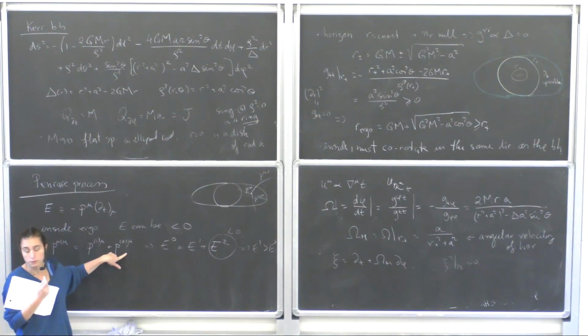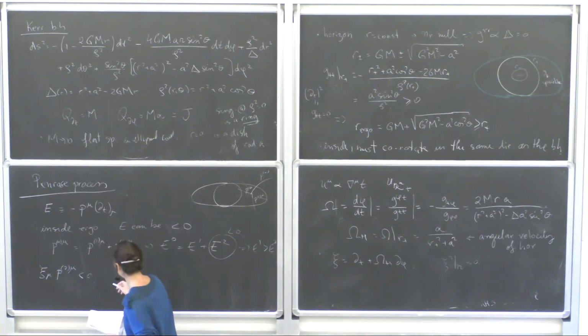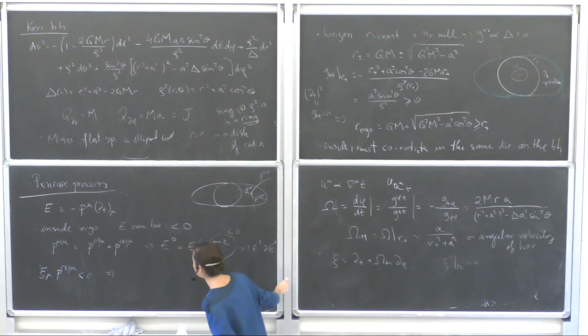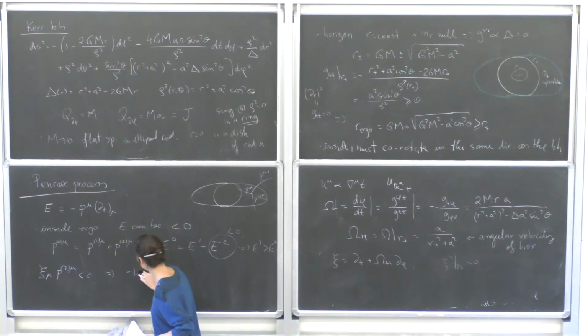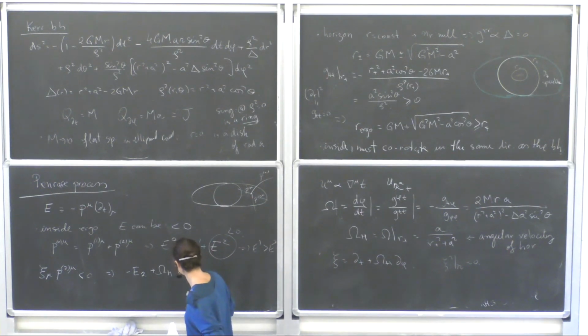This guy is time-like, future directed. Therefore, their dot product, xi mu p2 mu, should be negative in my conventions. Okay? But as I told you, xi is dt plus omega d phi, so dt into p2 mu is minus E2, plus omega H d phi into p2 is J2. So this has to be smaller than 0, which implies that J2 has to be smaller than E2 over omega H, which is smaller than 0.